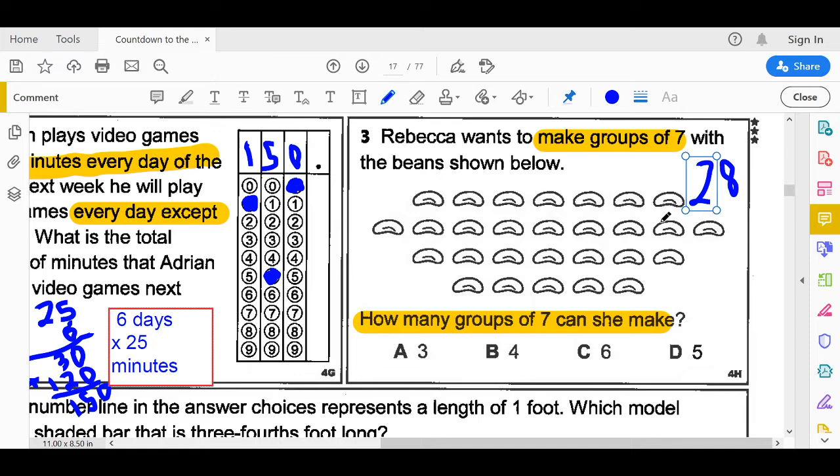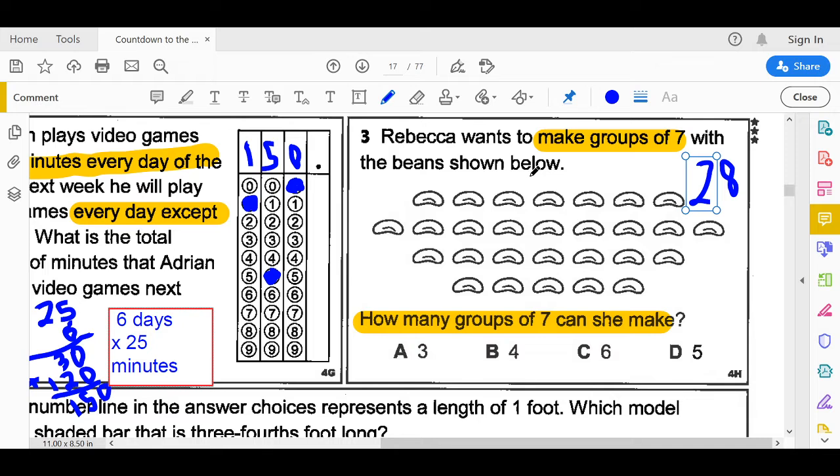We get 7 right here. 7 here too. That is 14. 5 more at the very bottom. That is 19. And then we have 1, 2, 3, 4, 5, 6, 7, 8, 9. So 19 and 9 more. That makes 28. How many groups of 7 can she make?